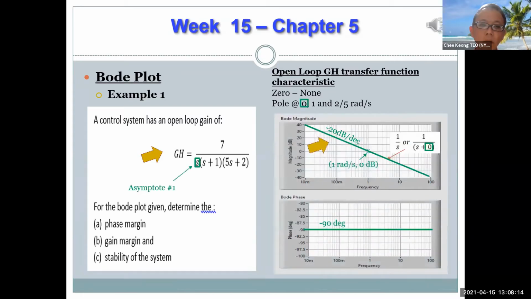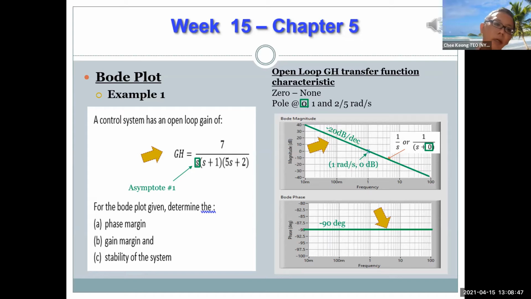Let's look at firstly the poles at origin. S also means S plus 0. 0 means the root is at 0, or we say it is at origin. Recall form 3 of magnitude plot. We will draw a slope of minus 20 decibels per decade that crosses the 0 dB, 1 radian per second point. For the phase plot of the asymptote, we will look at form 3 of phase plot. It shows a minus 90 degree throughout the frequency span.